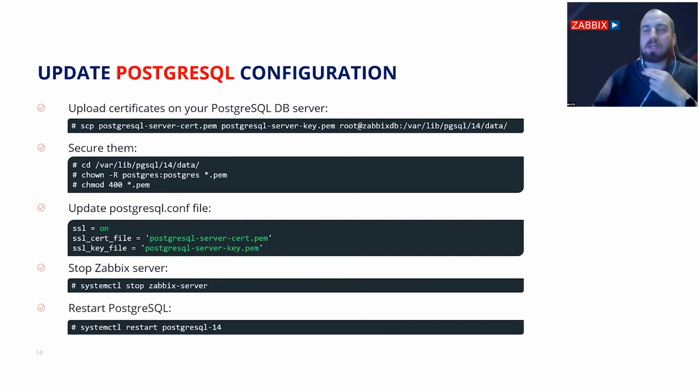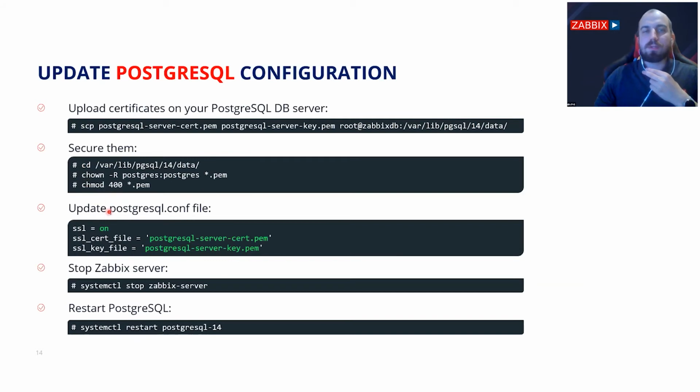So now we have certificates for our Postgres. Upload those certificates to your Postgres database server. Use SCP, FTP, download, upload, any way you prefer, but just make sure that they end up in the Postgres data directory, which in the default installation case was /var/lib/postgresql/14/data. Then, of course, secure them. So make sure only Postgres can actually read them, because nobody else needs to. In this case, only Postgres will be using them.